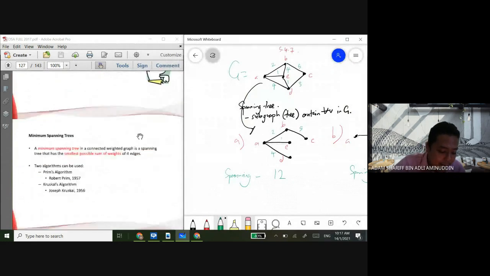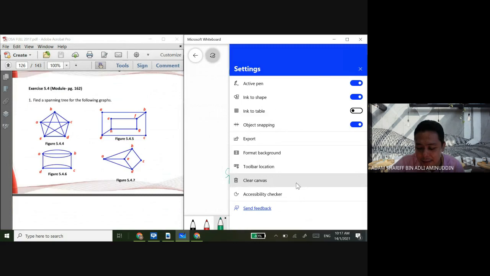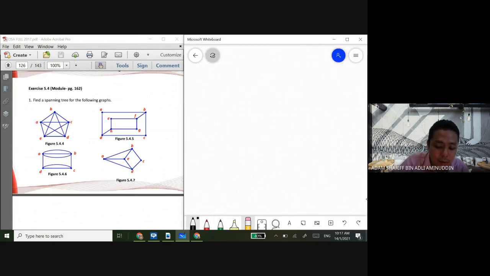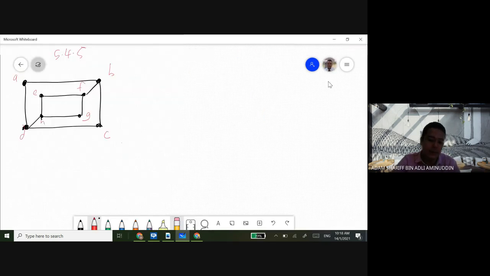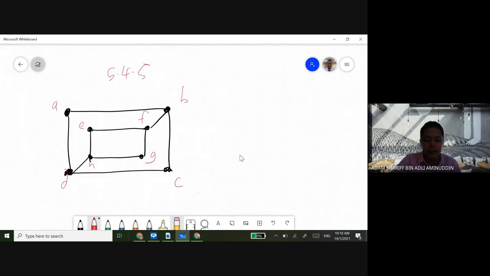Sekarang ni saya nak kamu ada latihan sedikit. Cuba, yang ni tak ada distance kan? Tak ada masalah. Cuba ambil yang mudah. Saya nak kamu cuba cari at least 2 possible spanning trees. 5.4.5. On your own. Tak perlu fikir weight lagi. Saya nak kamu keluarkan 2 spanning trees yang berbeza. Make sure you contain all vertex. Saya besarkan sini. Cuba ke dari sini kamu create 2 spanning trees.